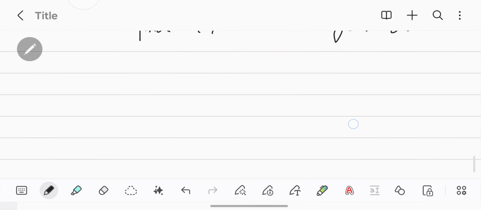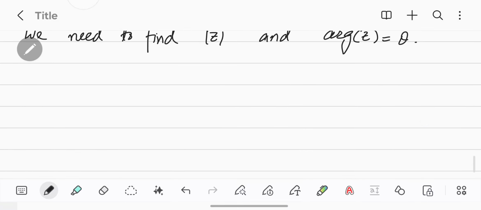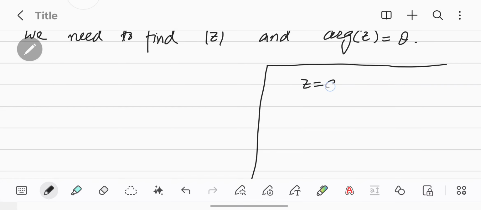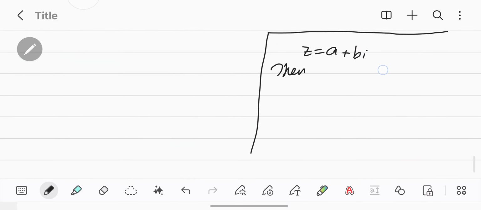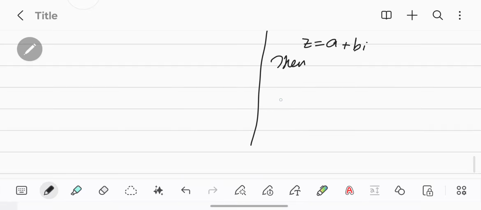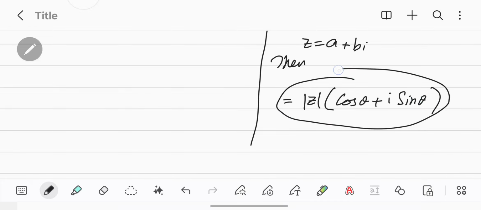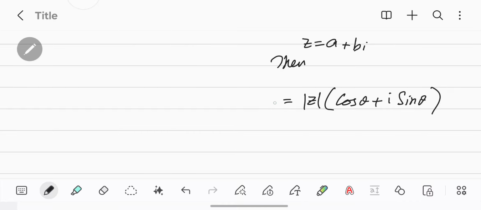Remember, in the previous video, we discussed that if Z is a complex number, which is a plus b iota, then the trigonometric form of Z is equal to modulus of Z times cosine of theta plus iota sine of theta. So this is called the trigonometric form of Z.